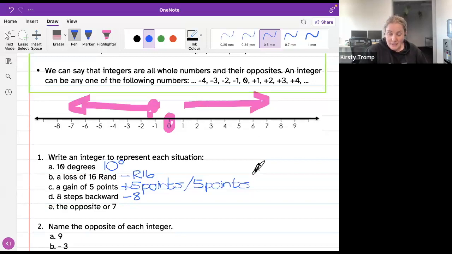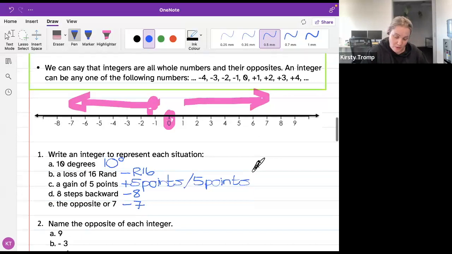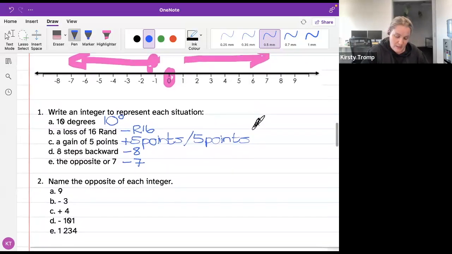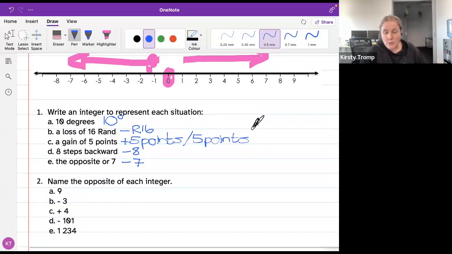And finally, the opposite of 7. The opposite of 7 is going to be negative 7. Right, well done, everybody. You handled those really well. Congratulations. Okay, right. Have a look at question 2 for me.